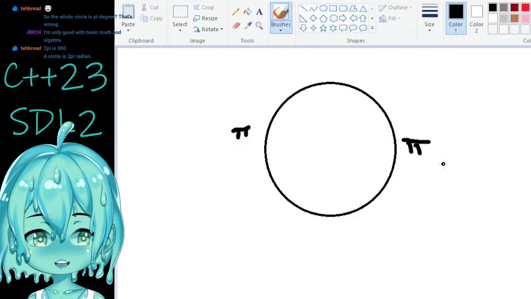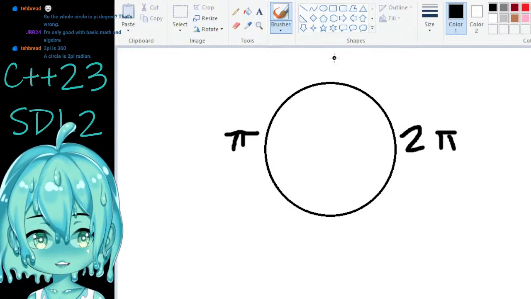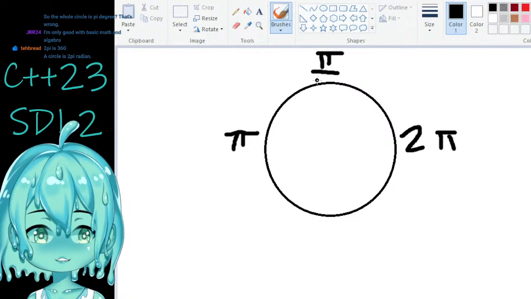Oh, okay, that's how that works. Well, it is 2 pi. Okay, we talked about this a second ago. So this is 2 pi. This is pi. Okay, this does look better, thank you.